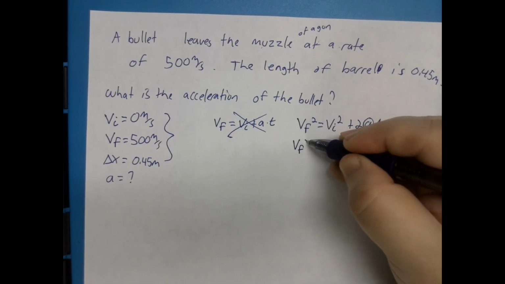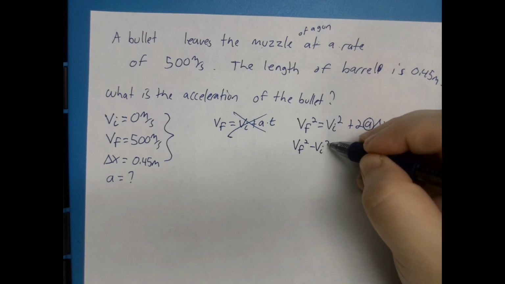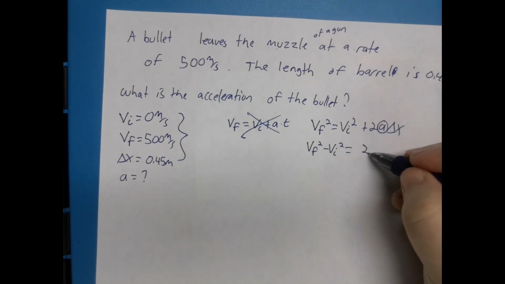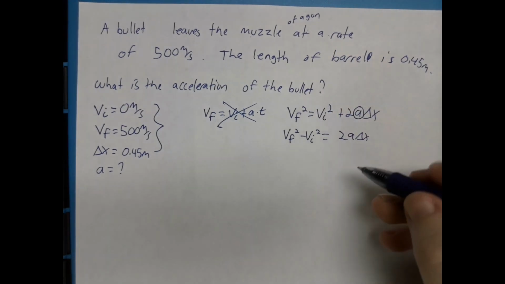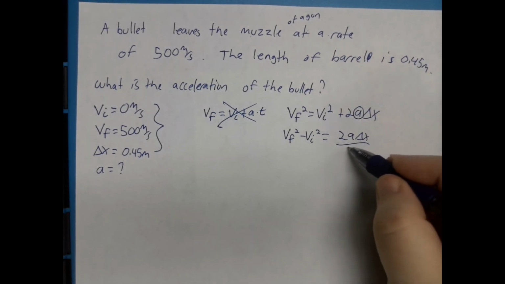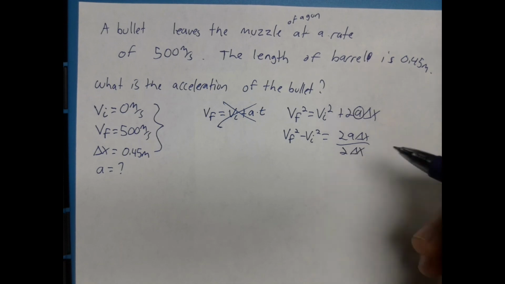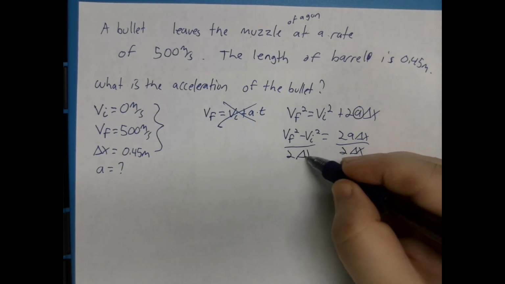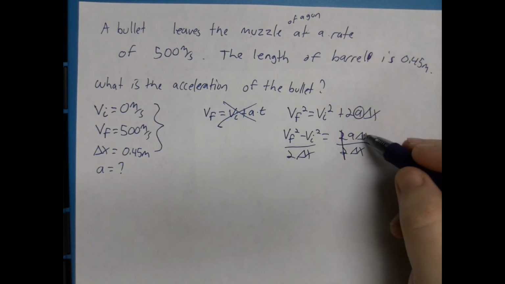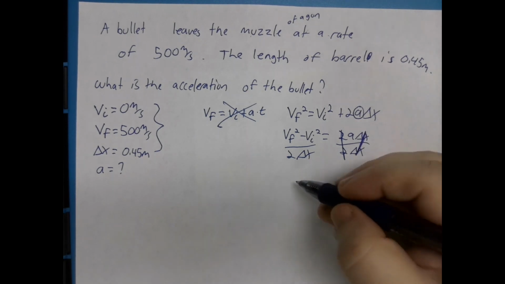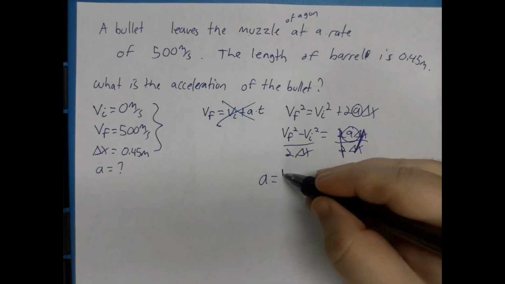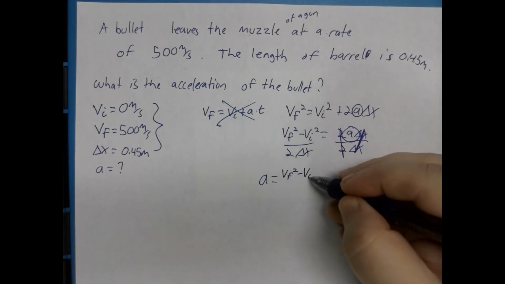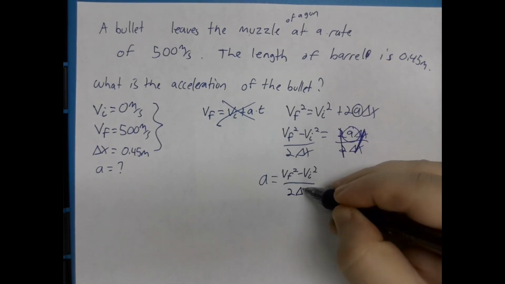Again, we subtract Vi squared from both sides. We move this over to the left by subtracting. And then we divide by 2 delta x. 2's cancel out on this side, delta x's cancel out on this side. So we're left with A equals Vf squared minus Vi squared divided by 2 delta x.